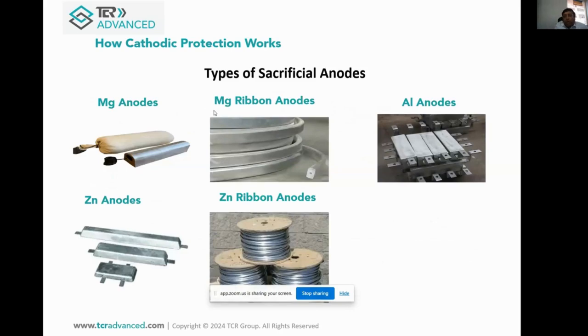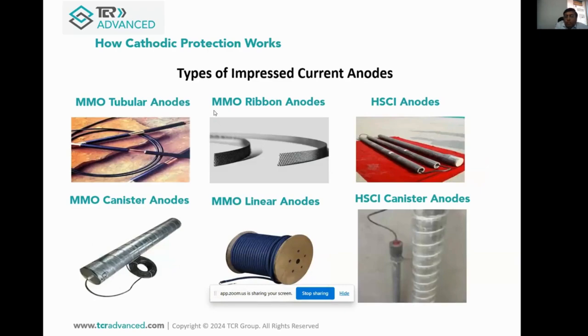Just to have a small idea, types of sacrificial anodes include magnesium anodes, aluminum anodes, and zinc anodes. We also have ribbon anodes nowadays available in the market, right? These are some typical impressed current anodes. Just for your reference, the most commonly used are MMO tubular anodes. Nowadays, MMO linear anodes are also widely used. Then canister anodes are also used, and then high silicon chromium anodes. These are some typical impressed current anodes available in the market.